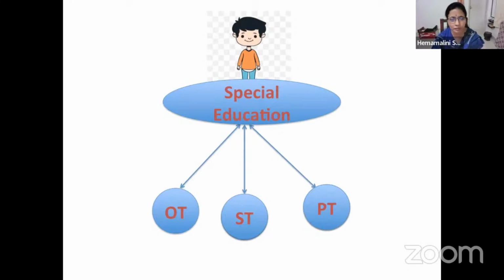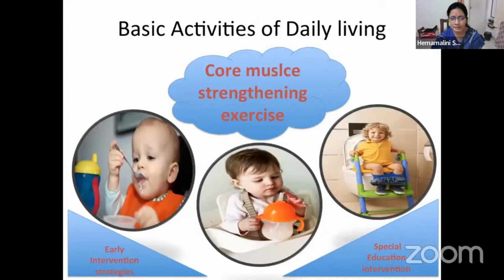That is why probably we call it multidisciplinary, and it is a must for every child for the whole holistic development. That is how I always felt during my experience while working with children. So how does it happen? Look at the basic activities of daily living, which are part of early intervention strategies, where we expect the child to learn to eat by itself, to drink from a sipper or a straw by itself, and use toileting.